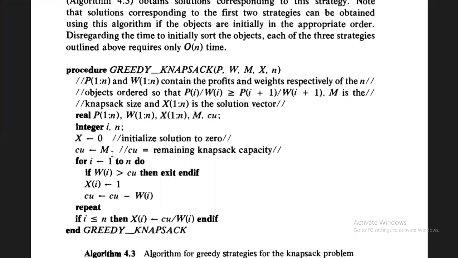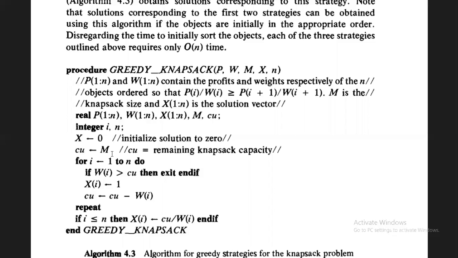Now, for i is 1 to n, do: if W of i is greater than remaining capacity, that is, if the weight of what we have chosen is greater than the remaining capacity, we cannot consider that item, isn't it? So, exit. Otherwise, choose that item. That is, 1 you are going to put in X of i. And then Cu is Cu minus W of i. If you have taken that item, what is the remaining capacity? Remaining capacity minus weight of the new item. Okay. This process you repeat till you complete all the items.